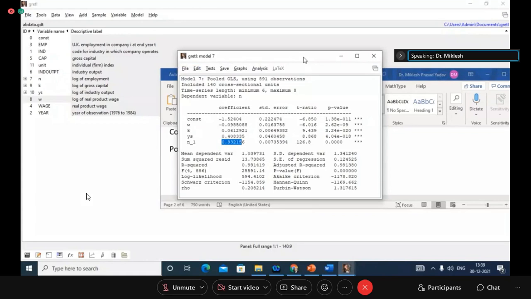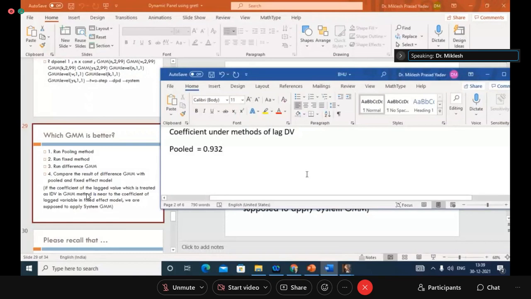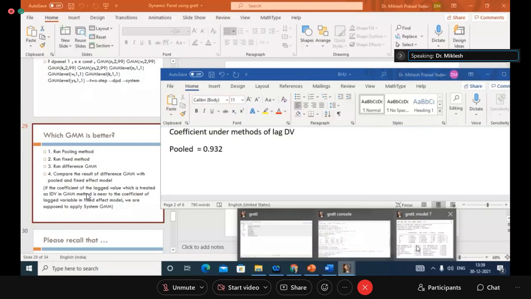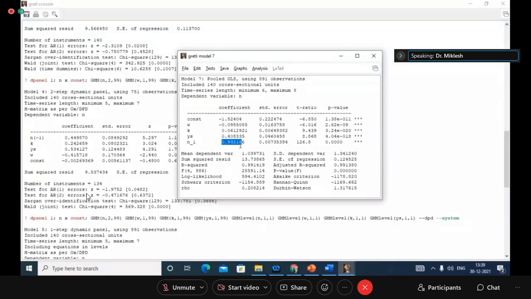Again, I'm repeating. What are we going to do? We are going to select whether difference GMM will be better or system GMM will be better. Directly, you can't say, yes, I have run system GMM and this is my true model. No, you are not supposed to say like this. So the process is, first you have to apply the pooled method. I have applied the pooled method and I have noted down the coefficient of lag DV. My lag DV is 0.9321, right?